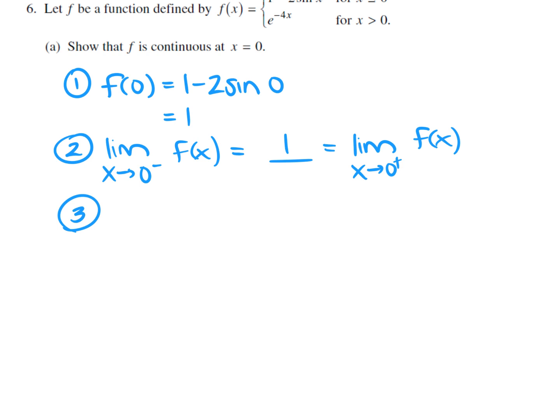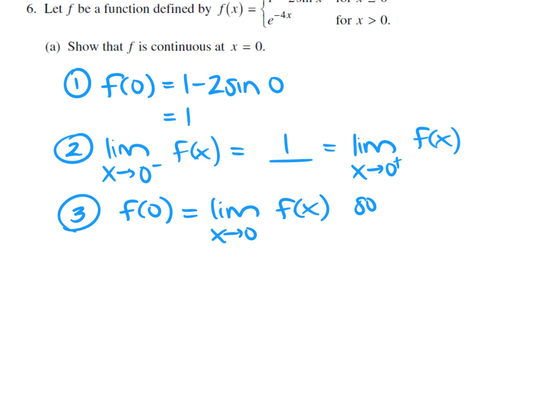Okay, and then this is where it feels like we're repeating things. Because if it's you guys, you're like, well, I just said that. But did you actually show the people grading your test that you know that those have to be equal to each other? You did not. So you can either write number 3 like this and say f of 0 equals the limit as we approach 0.